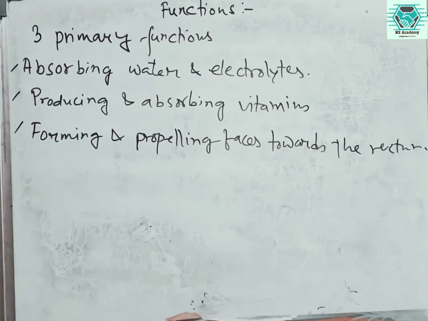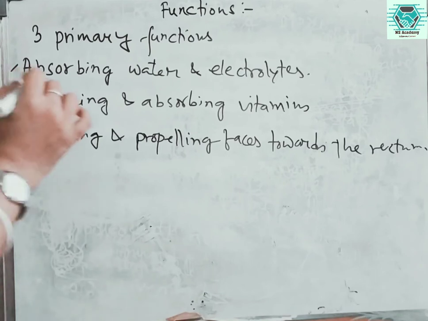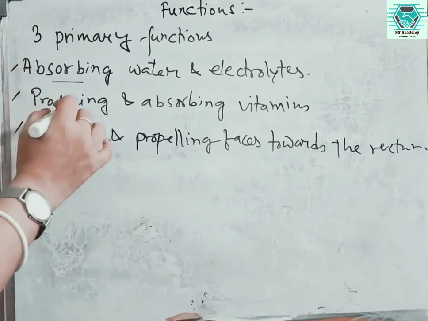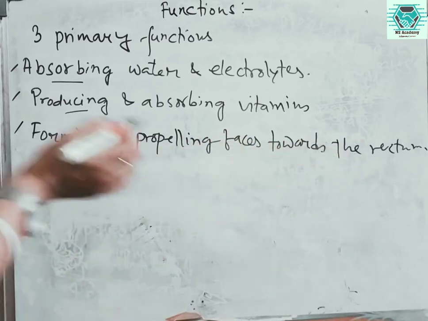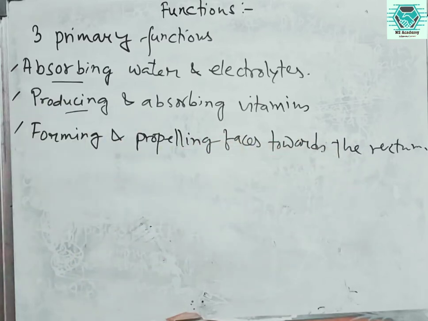In the function of the large intestine, the three primary functions are absorbing water and electrolytes, which is the most important function, then producing and absorbing vitamins, and forming and propelling feces towards the rectum. In absorption, it absorbs water and any remaining absorbable nutrients from the food, and we know that the maximum amount of nutrients are absorbed before it's sent for the feces. The colon absorbs vitamins which are created by the colonic bacteria.